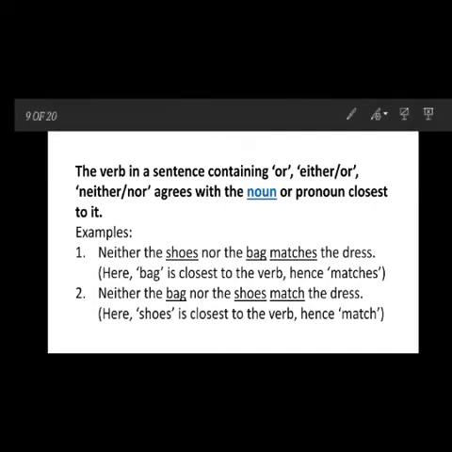For example, "Neither the shoes nor the bag matches the dress." Why do we use "matches"? Because here the bag is the closest subject to the verb. The bag is singular, so the verb will be singular. But in "Neither the bag nor the shoes match the dress," the shoes is the closest one, and shoes is plural. So that's why we will use a plural verb.